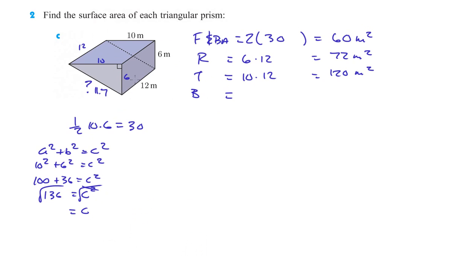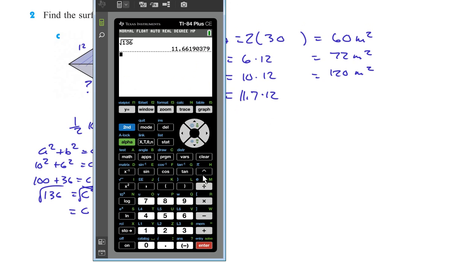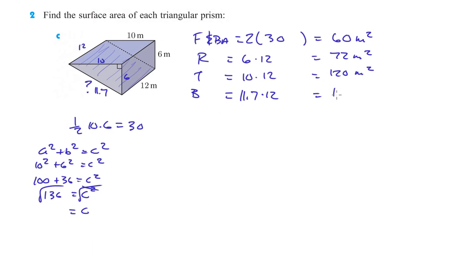So this big flat side under here, this piece right here, is going to be 11.7 times 12. Let's keep consistent, times 12. 11.7 times 12 gives us 140.4.